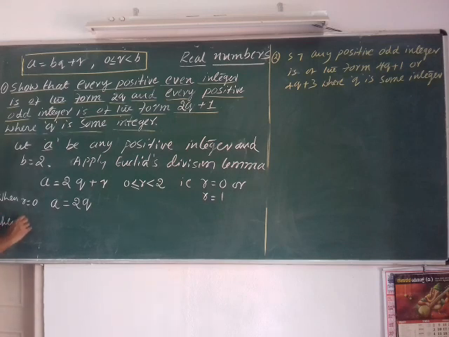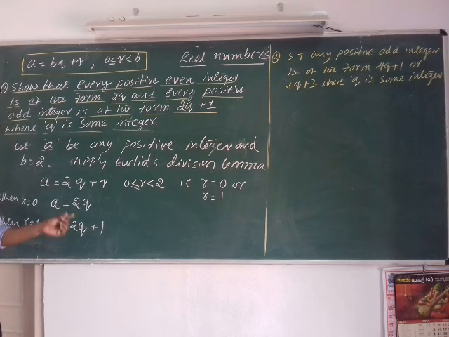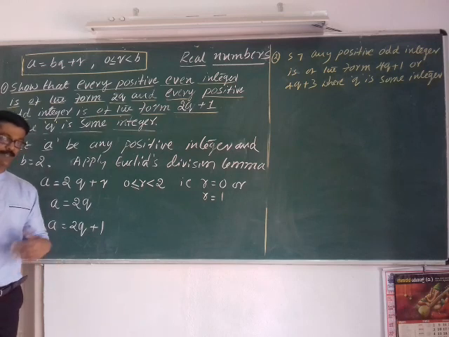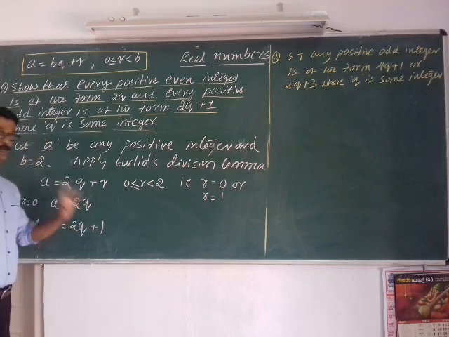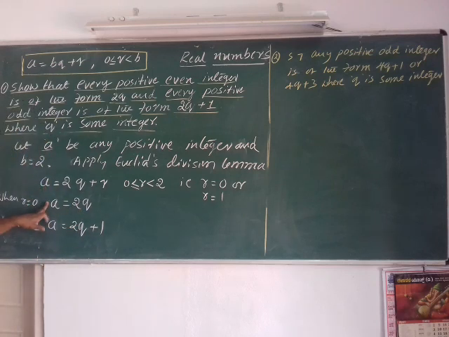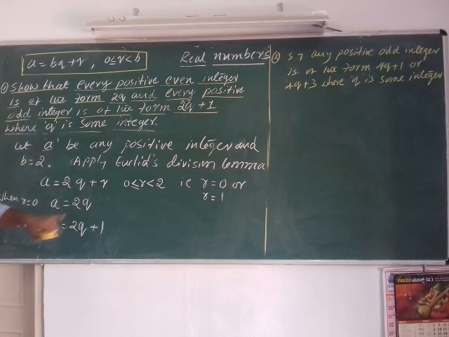When r is equal to 1, a is equal to 2q plus 1. Children, you can make out here a is a multiple of 2. Multiple of 2 means even number. Even numbers are multiples of 2. If the integer is of the form 2q, or it is a multiple of 2, that number is even. Here a is even.